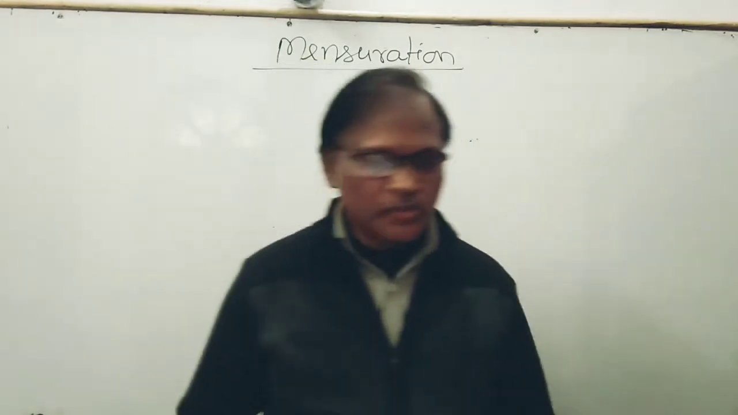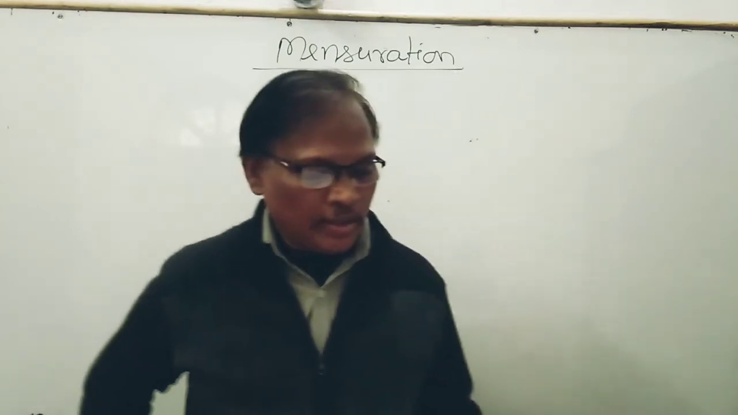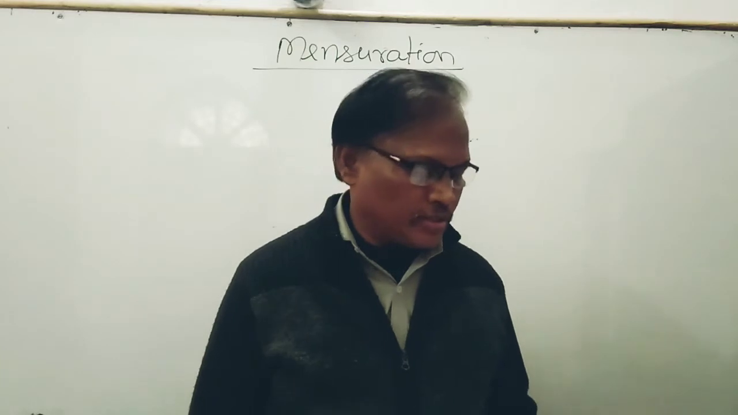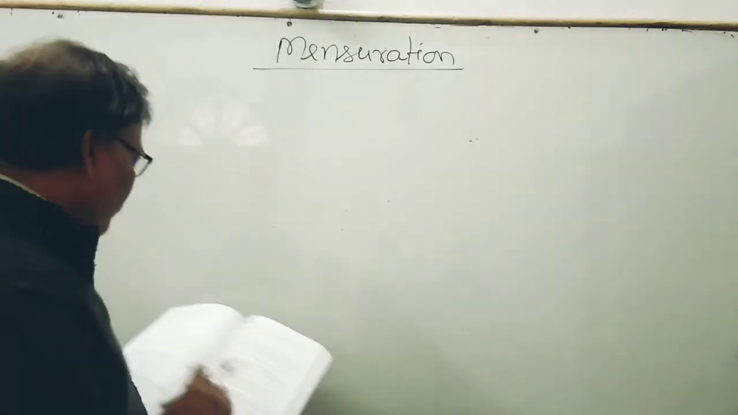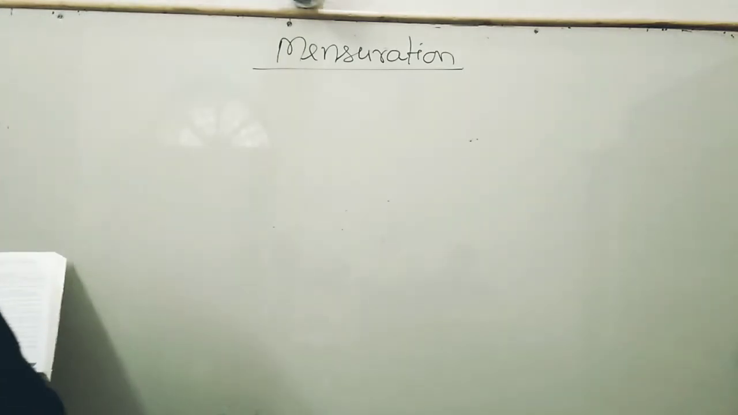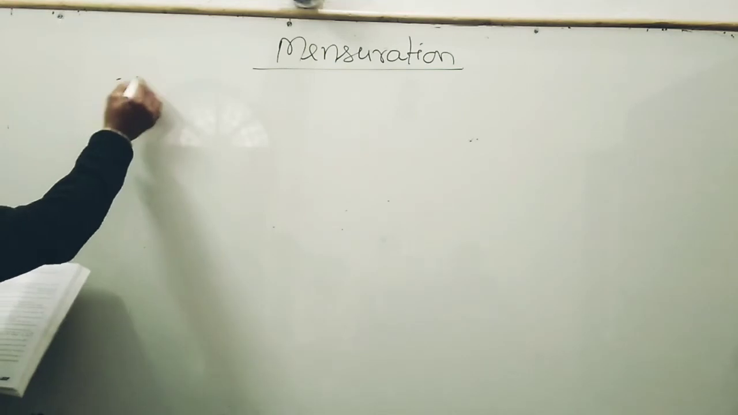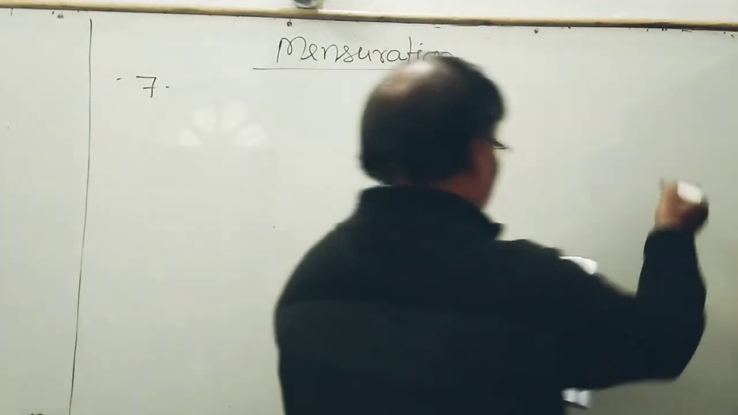This video is especially meant for finding the area and perimeter of the triangle. Exercise 16.1. Some questions here. Question number 7, if you see, question number 7.